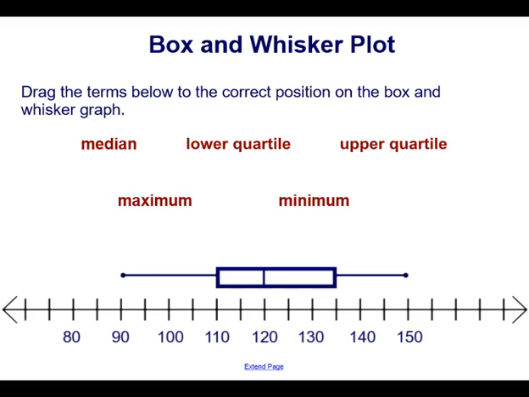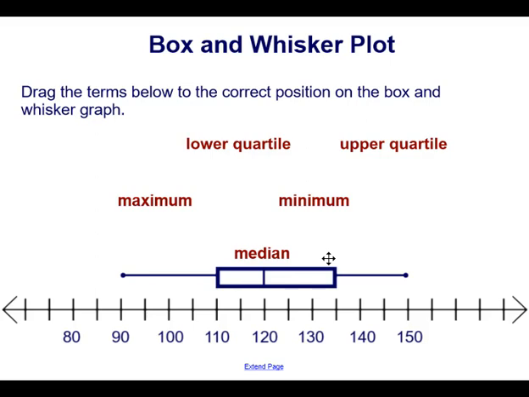So the first one is the median. The median, again, is directly splitting your data in half. So the median is going to be the line right here in the middle of your box. That's in your box and whisker, right? This rectangle is considered the box.